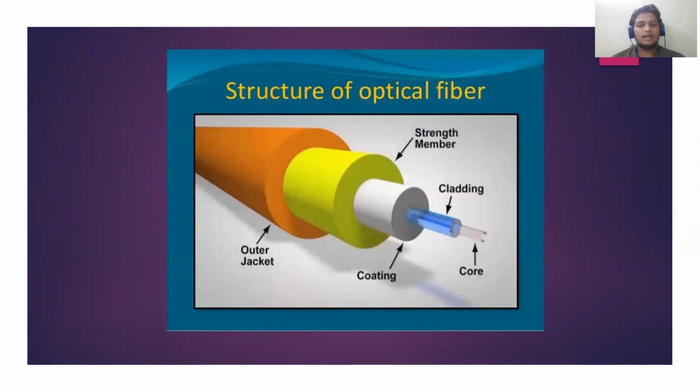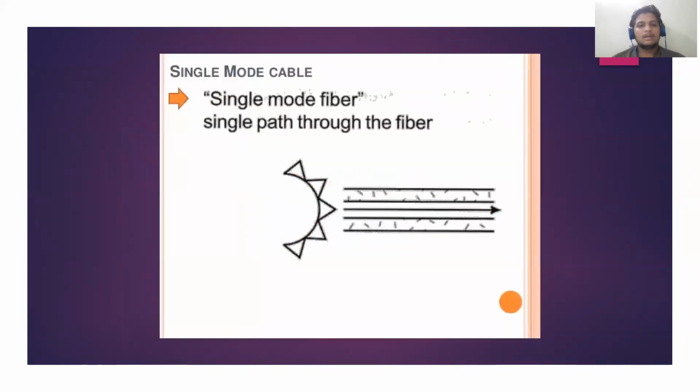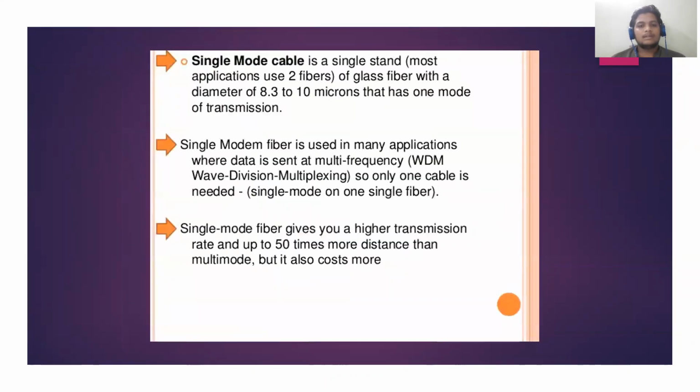Structure of optical fiber. Actually, you can see here the structure of optical fiber, which consists of core, coating, outer jacket, strength member, and cladding. Types of fibers. Single mode cable. Single mode fiber: a single path through a fiber is a single strand.